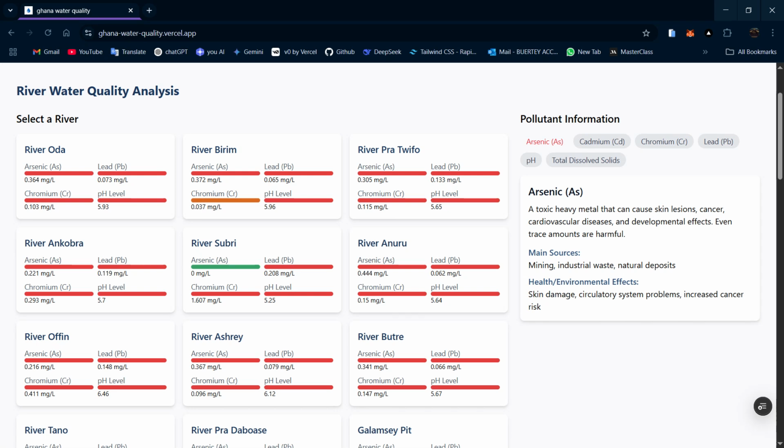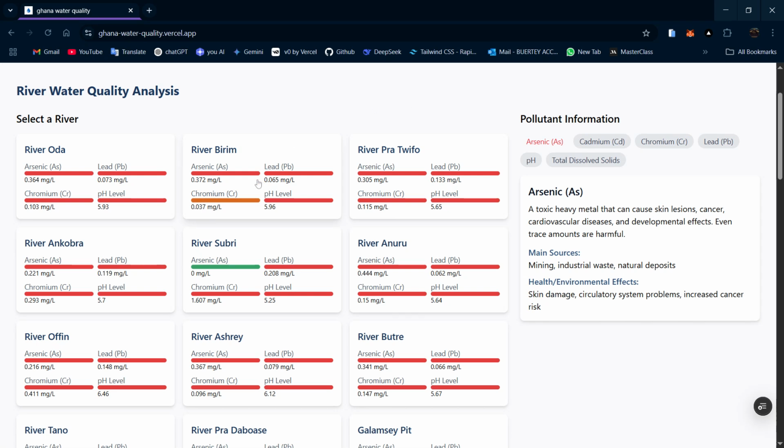And we know that this dataset is from illegal mining, which is the Galamsey. So it's mainly caused by the Galamsey. When we look at the environmental effects, it causes skin damage, circulatory system problems, and increased cancer risk.